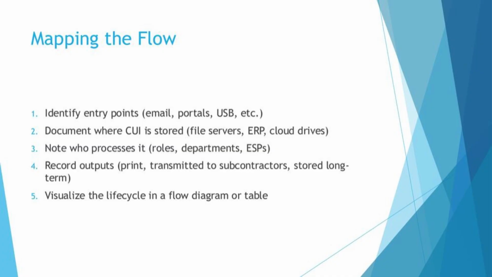The map would need to show CUI only flowing through approved in-scope channels. Maybe that's a secure government portal, like PIEE. Maybe it's a dedicated CMMC-compliant secure file transfer solution. Or maybe users are trained to encrypt CUI using FIPS 140-2 validated cryptography before attaching it to a standard email.